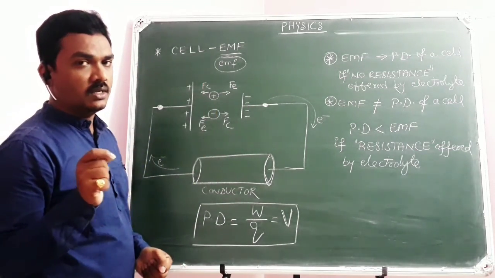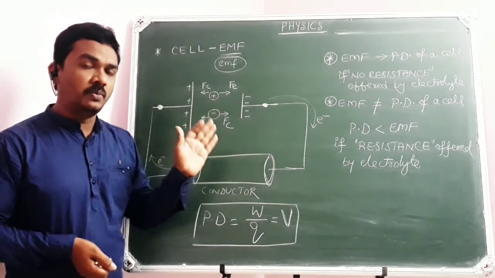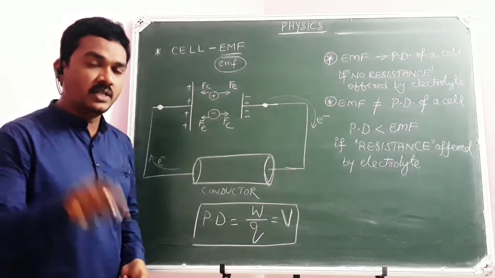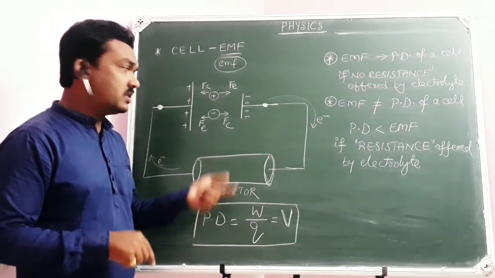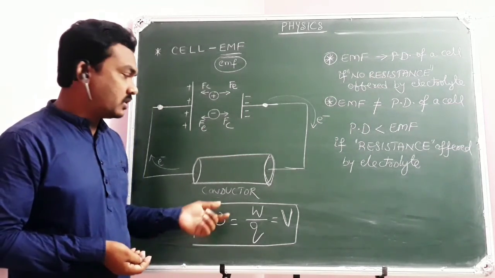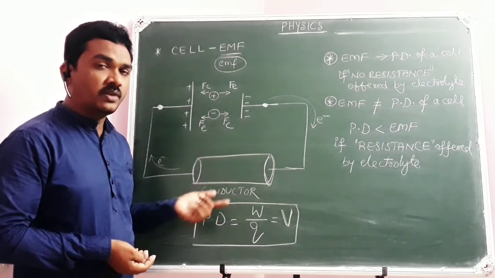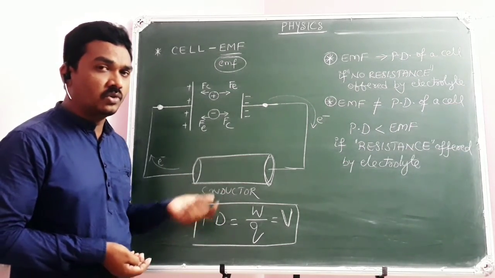So my conclusion is all about the difference between EMF and potential difference, and next, whether there is any resistance offered by the electrolyte. You know very well, usually resistance is the characteristic property of a conductor that offers some objection for the electron flow through it.